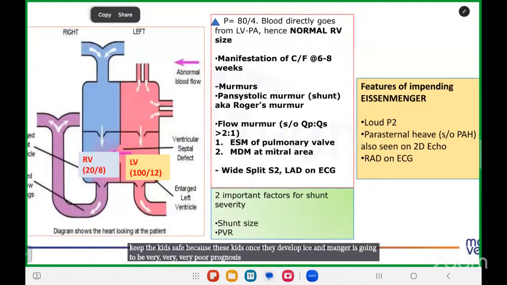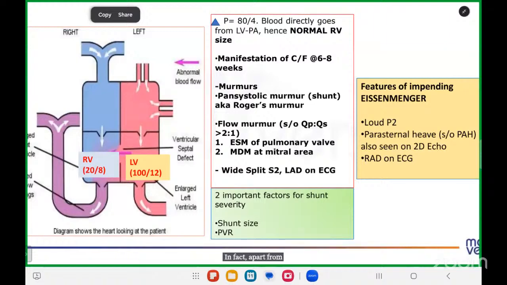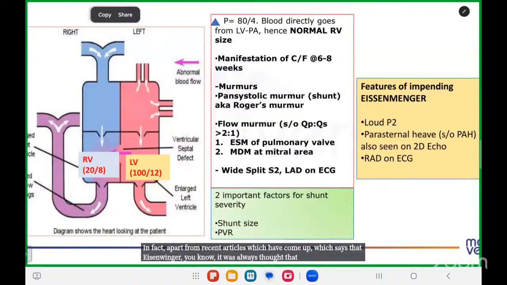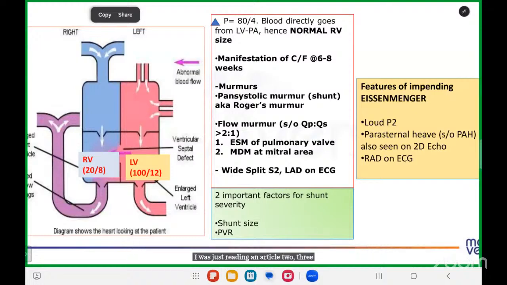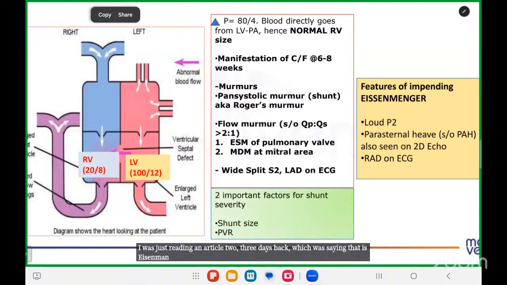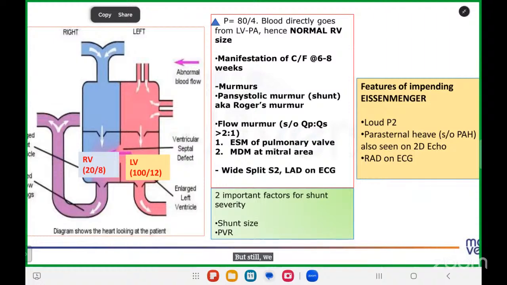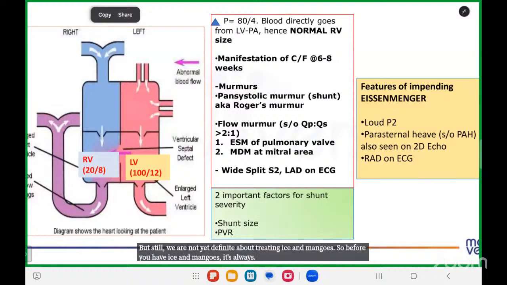In fact, apart from recent articles which have come up, it was always thought that Eisenmenger is something that we cannot treat. We will unfortunately lose the kid if the kid is developing Eisenmenger. Of late, there are a few articles coming up, which I was just reading 2, 3 days back, which was saying: is Eisenmenger the end of the road? No, there are some procedures which are being thought of, but still we are not yet definite about treating Eisenmengers. So before you have Eisenmengers, it's always, as they say, prevention is better than cure.